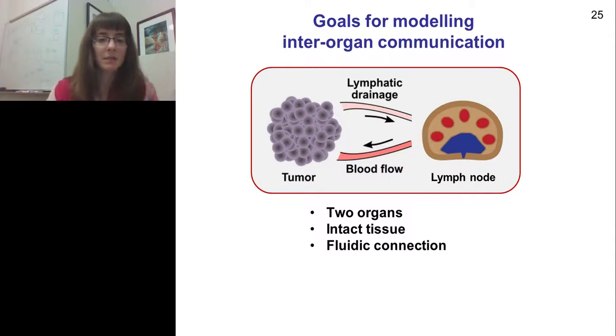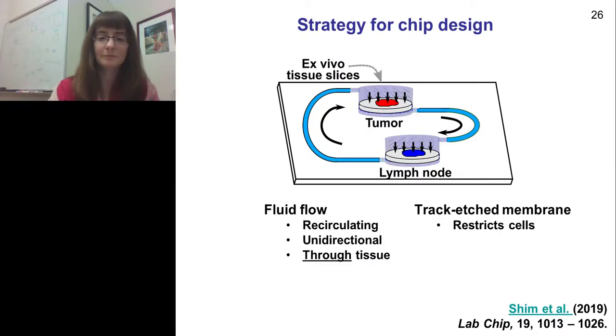And so we wanted to make a model of this in microfluidics in order to preserve the intact tissue with their spatial structure and that basic fluidic connection. And so my postdoc Sangjo Shim designed a chip with this basic concept where you have a tumor and lymph node slice, each on the chip and connected in a one-way loop of fluid flow.